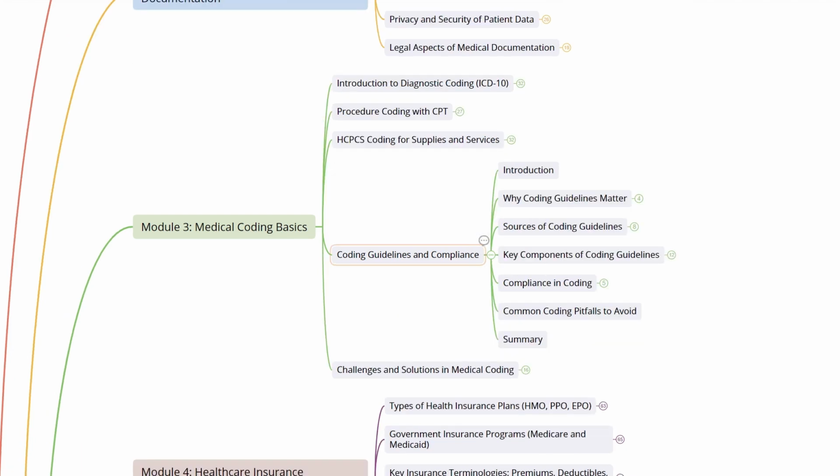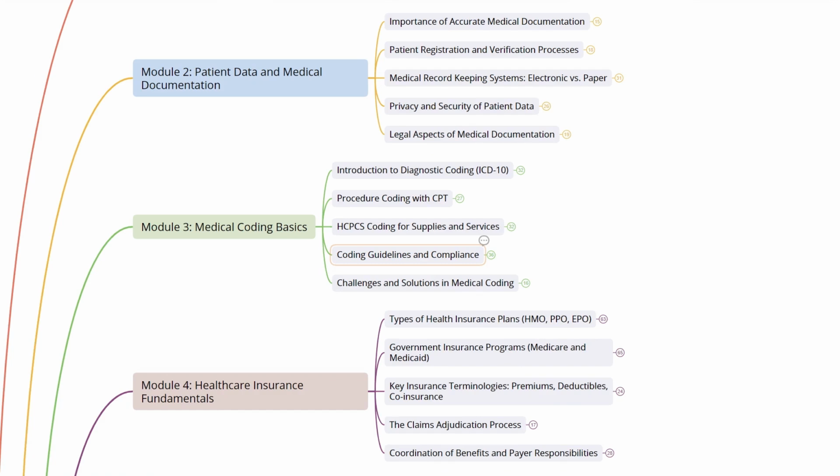Next, coding guidelines and compliance. Effective coding relies on strict adherence to coding guidelines, which are essential to ensure accuracy, consistency, and compliance. This section covers the importance of following official coding guidelines, understanding code updates, and avoiding common pitfalls that can lead to claim rejections or legal issues.